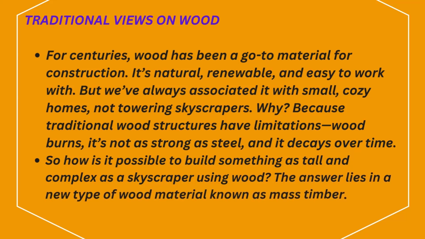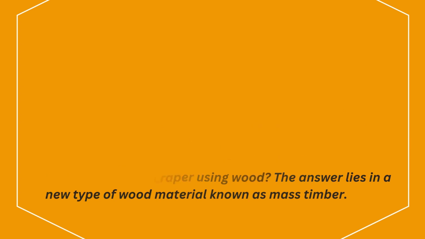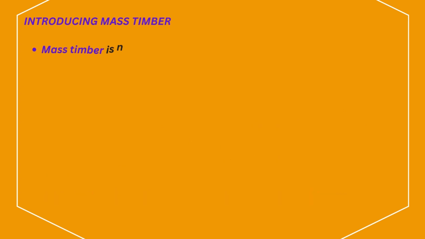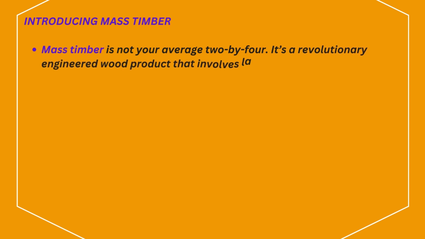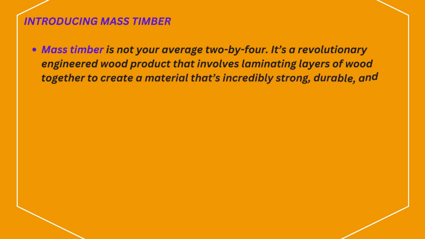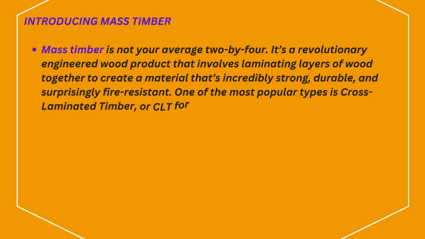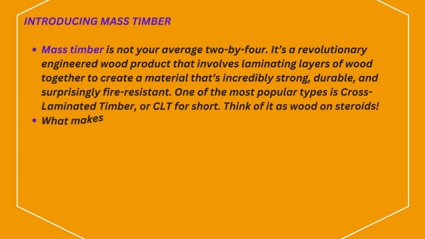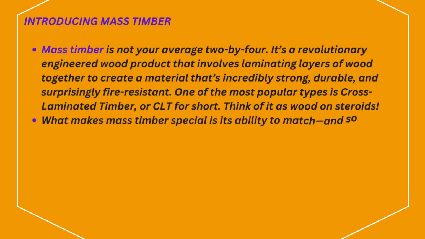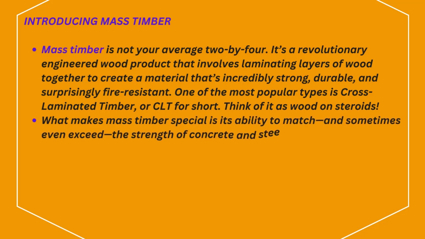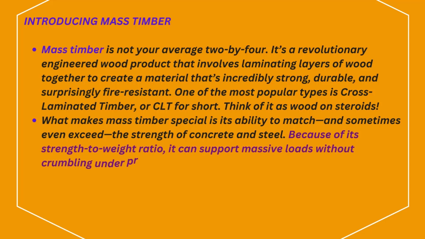The answer lies in a new type of wood material known as mass timber. Introducing mass timber. Mass timber is not your average 2x4. It's a revolutionary engineered wood product that involves laminating layers of wood together to create a material that's incredibly strong, durable, and surprisingly fire-resistant. One of the most popular types is cross-laminated timber, or CLT for short. Think of it as wood on steroids. What makes mass timber special is its ability to match, and sometimes even exceed, the strength of concrete and steel. Because of its strength-to-weight ratio, it can support massive loads without crumbling under pressure.